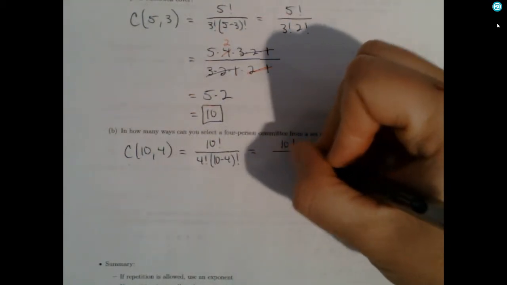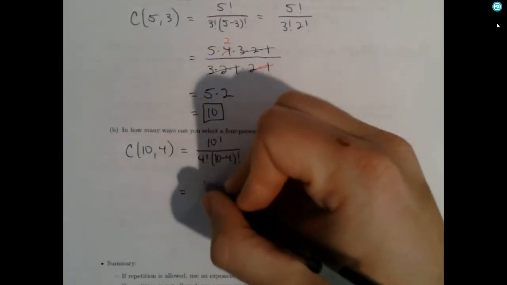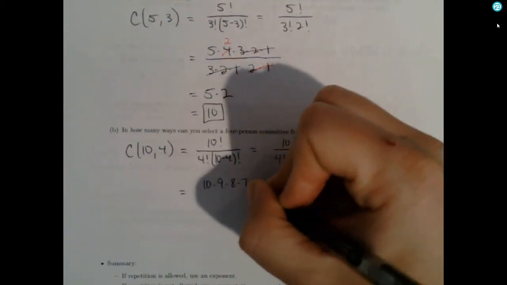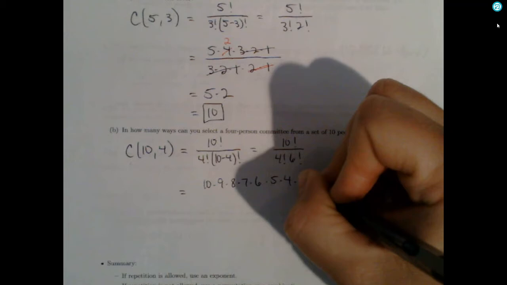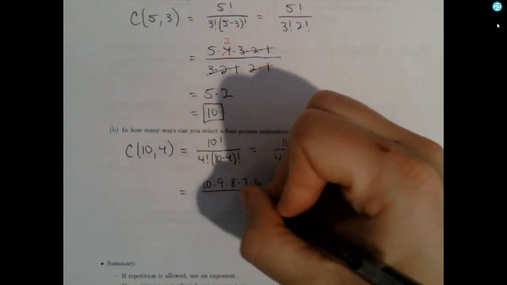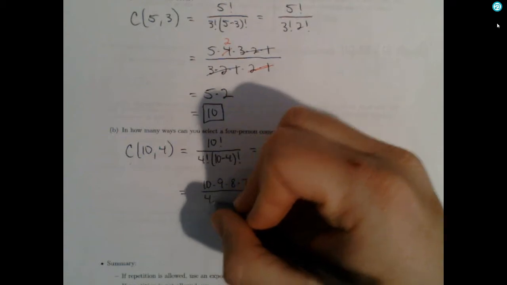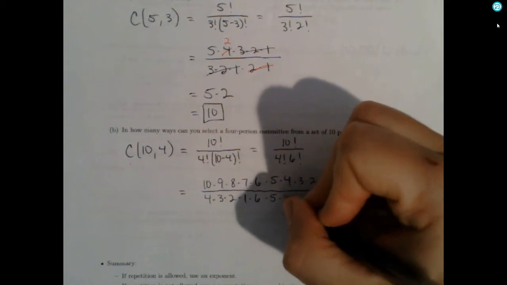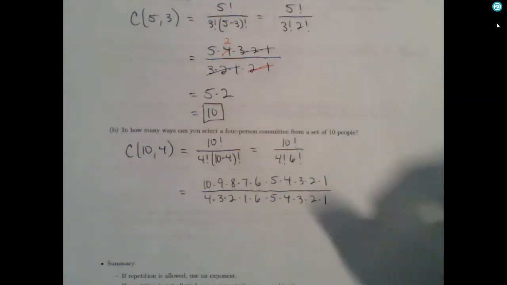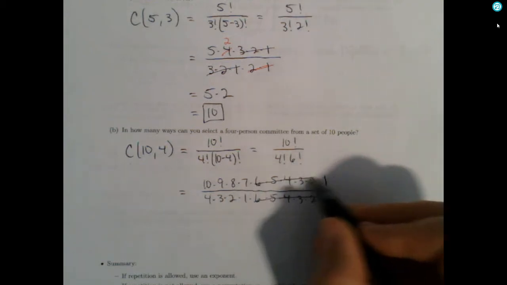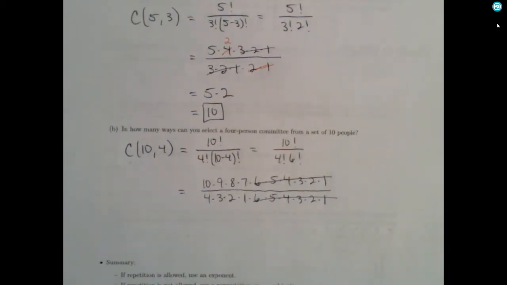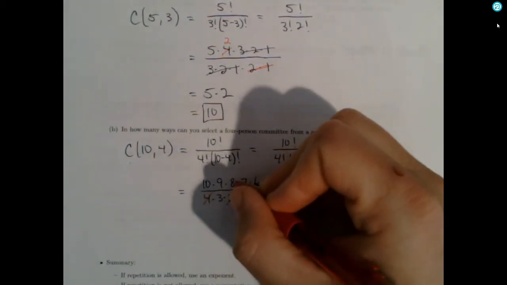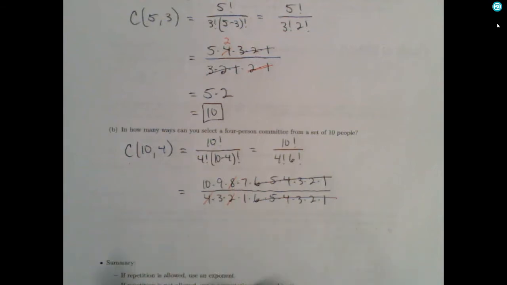So that comes out to 10 factorial over 4 factorial times 6 factorial. So that's 10 times 9 times 8 times 7 times 6 times 5 times 4 times 3 times 2 times 1 divided by 4 times 3 times 2 times 1 times 6 times 5 times 4 times 3 times 2 times 1. Well, that cancels that, right? The rest of them are a little bit harder, but here's what I can do. I know that 4 times 2 is 8. So the 4 and the 2 together down here cancel the 8 up there.